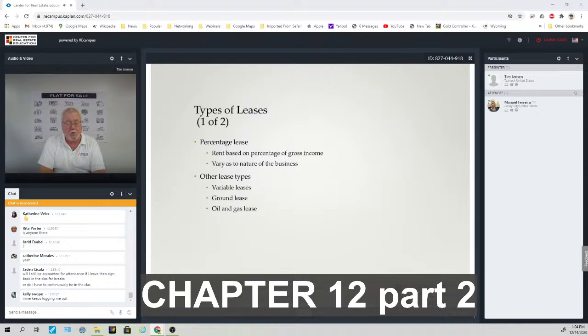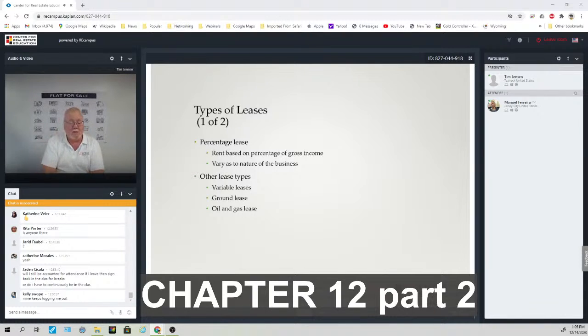So again, real quick, gross lease, typically a residential lease. Net lease, typically a commercial lease. Percentage lease, typically a retail setting type of operation lease. And other types, variable leases, ground leases, oil leases.